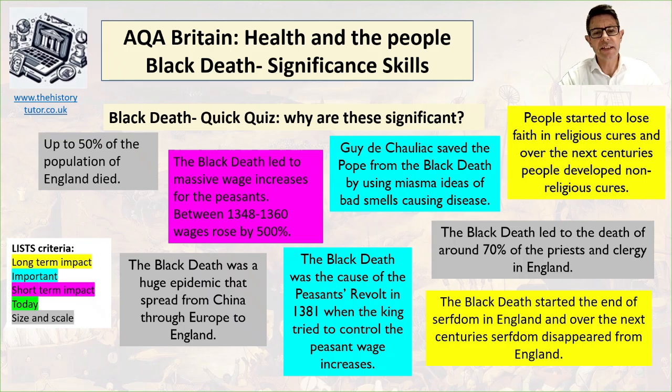Obviously, I think a fair amount of these things are about today, but I haven't chosen that one as a major idea. One of the biggest factors, of course, is size and scale. 40 to 50% of the population died in England and Britain. The Black Death is a huge epidemic spreading from China all across Europe, so huge amounts of people are impacted. And the Black Death led to a large amount of clergy dying. Obviously, they went to the dead or dying people to give them last rites or a blessing, and so they were more likely to catch the disease because of that.